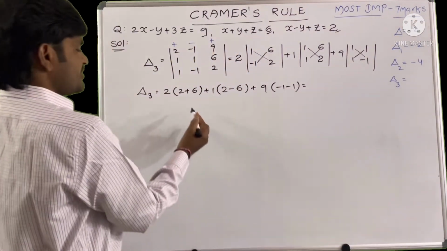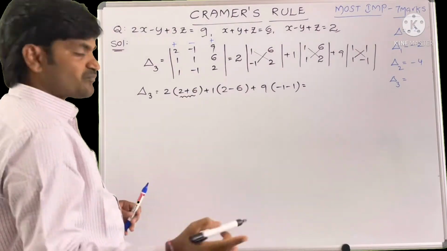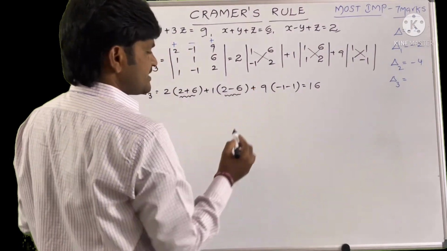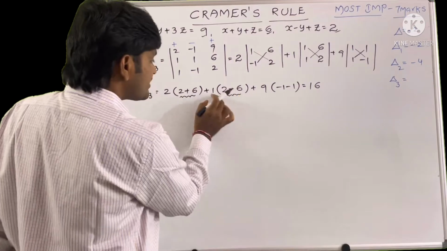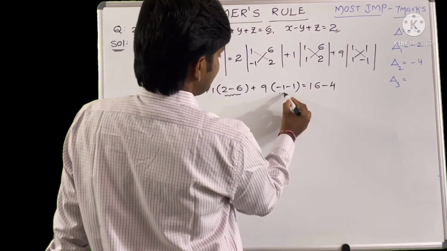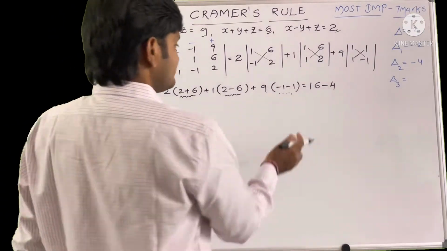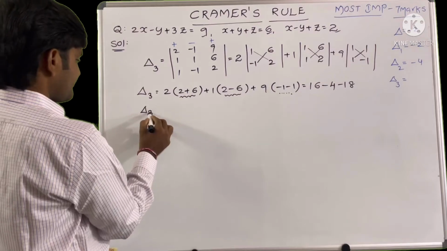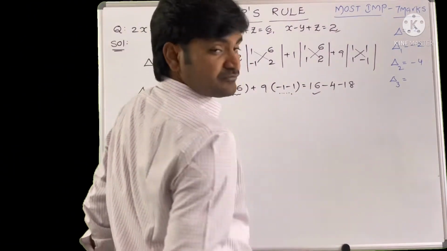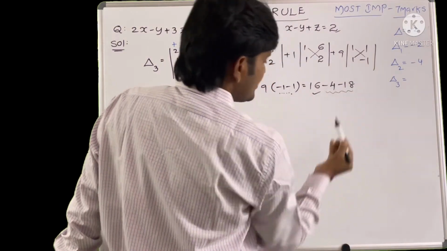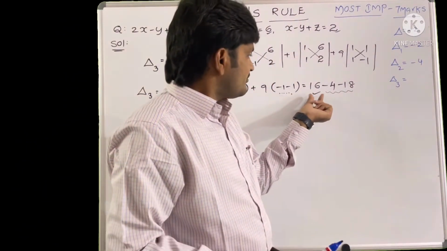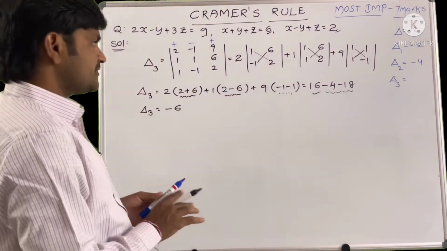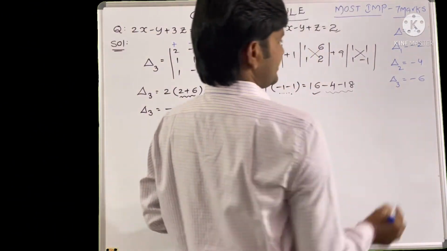So the expansion is 2 plus 6 is 8, 8 2s are 16. Next 2 minus 6 is minus 4, minus 4 ones are minus 4, minus 1 minus 1 is minus 2, 9s are minus 18. So the delta 3 value is 16 minus 22, which is minus 6. So the delta 3 value is minus 6.